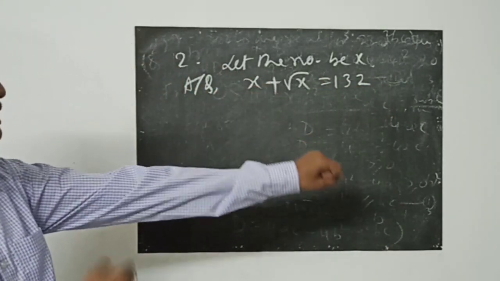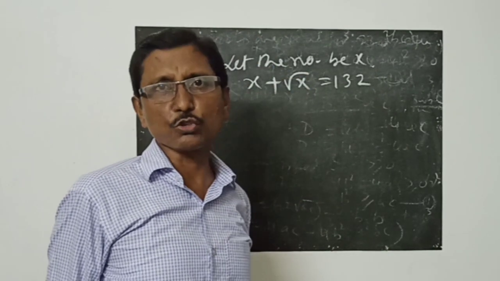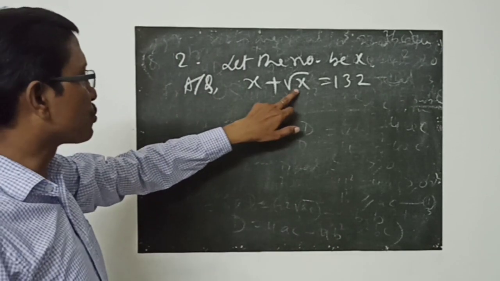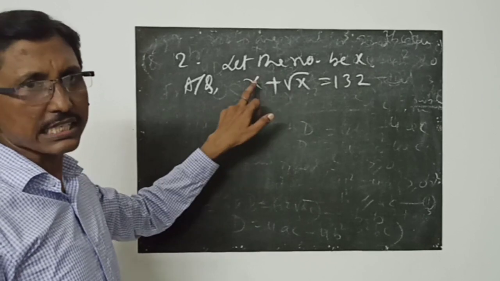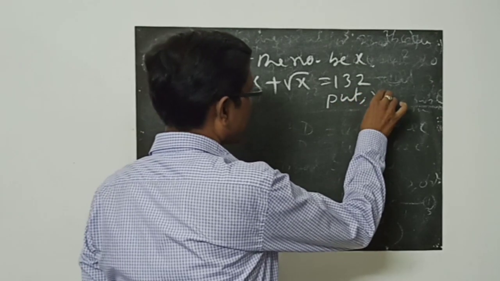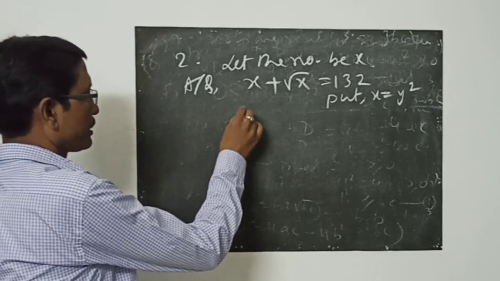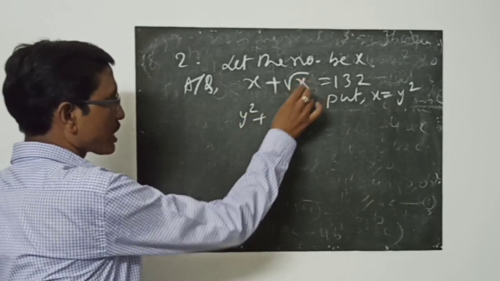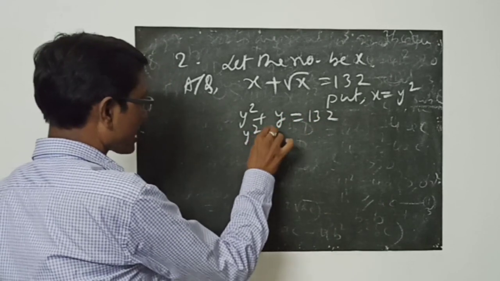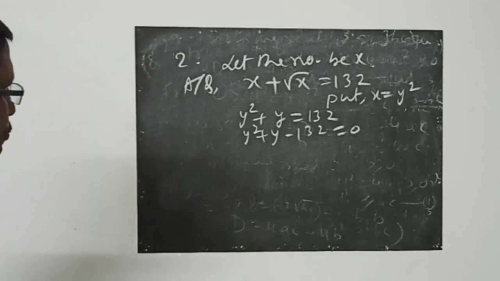See, this is also a particular type of problem. It is not yet a quadratic equation, you have to convert this into a quadratic equation. In simple form, if we put root x equal to y, or x equal to y square, then you will get y square plus y equal to 132, or y square plus y minus 132 equal to 0.